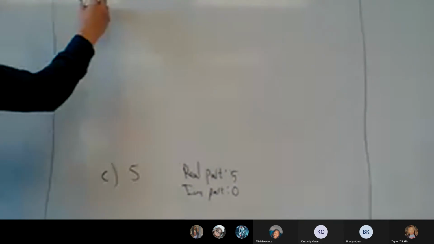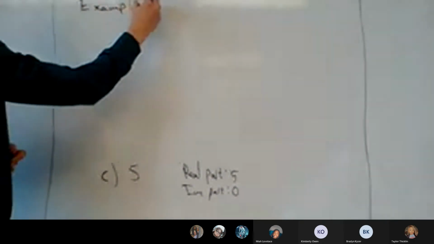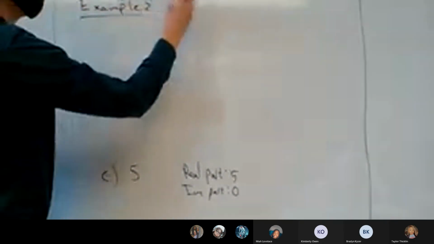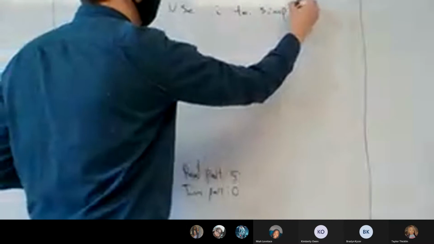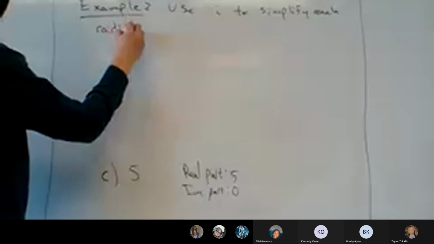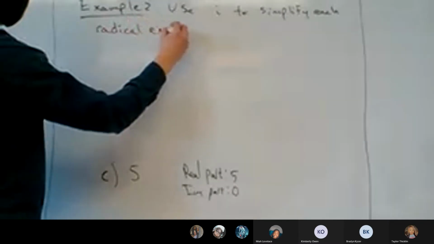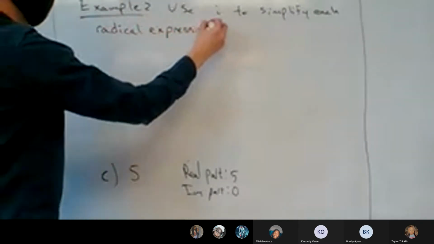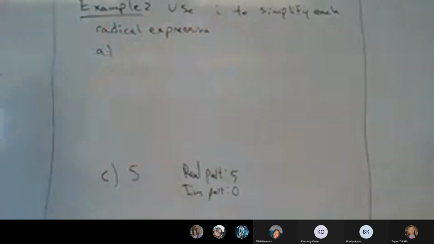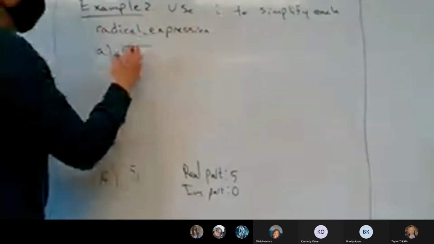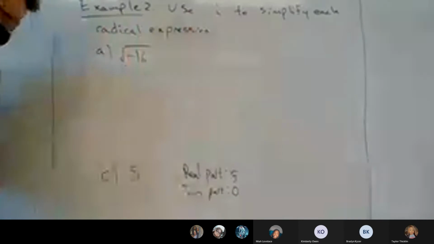Example 2: use the imaginary number i to simplify each radical expression. The square root of negative 16.